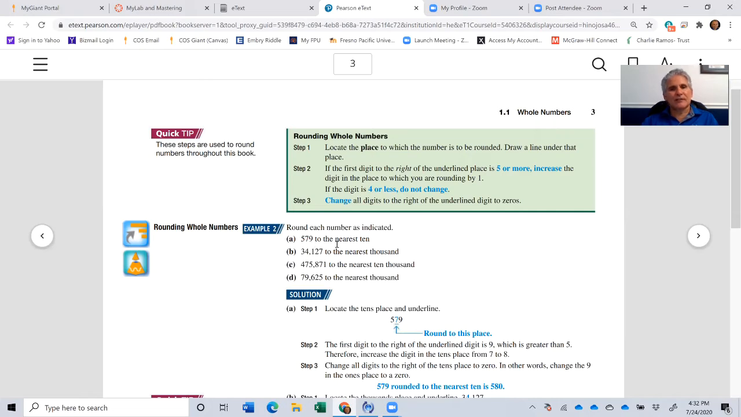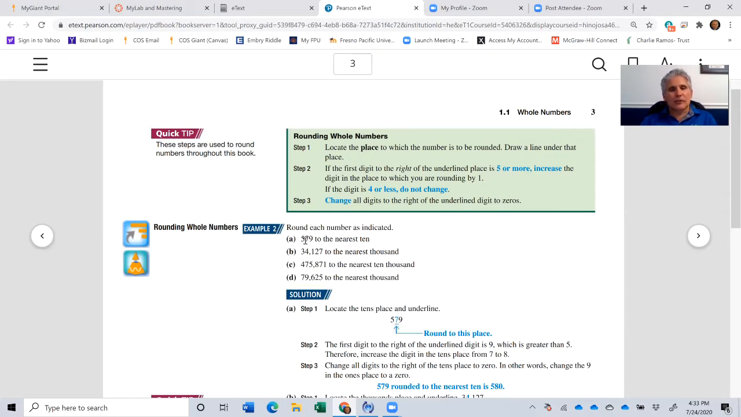So 579 to the nearest 10. Well, we're going to look at the nearest tens place. The nearest 10 is going to be 10, 20, 30, 40, 50, 60, 70, 80. Well, it's 7, but we're going to do something that we probably have learned for decimals, or to the right of the decimal point. We're going to look at the digit to the right of the 7 and measure whether that's 5 or above. And if it's 5 or above, we'll move this digit up.